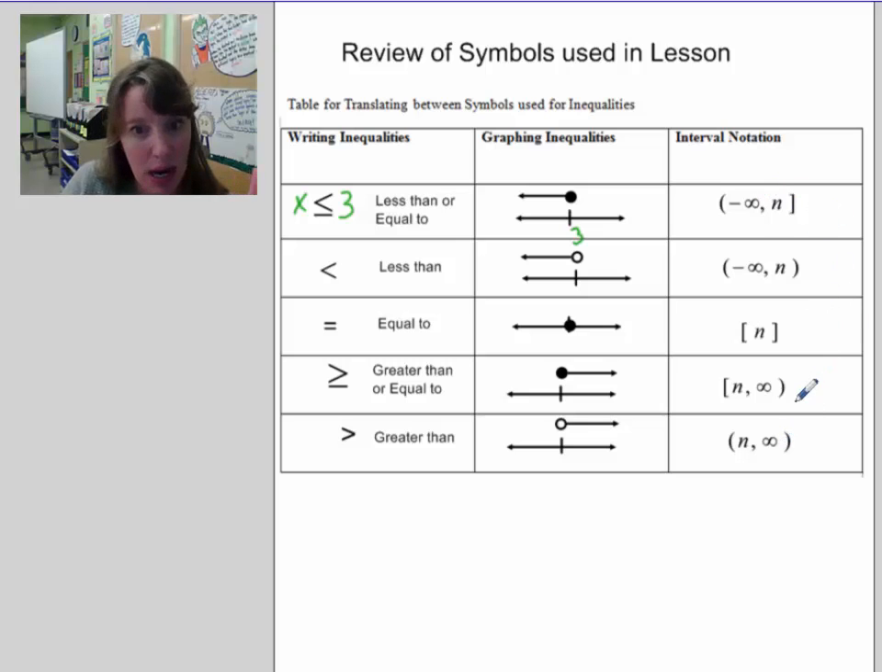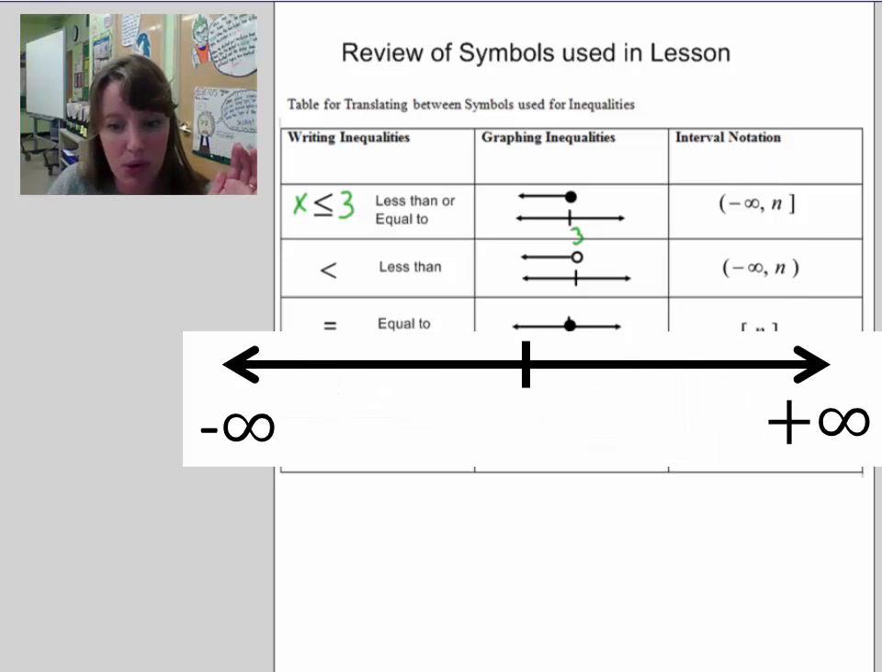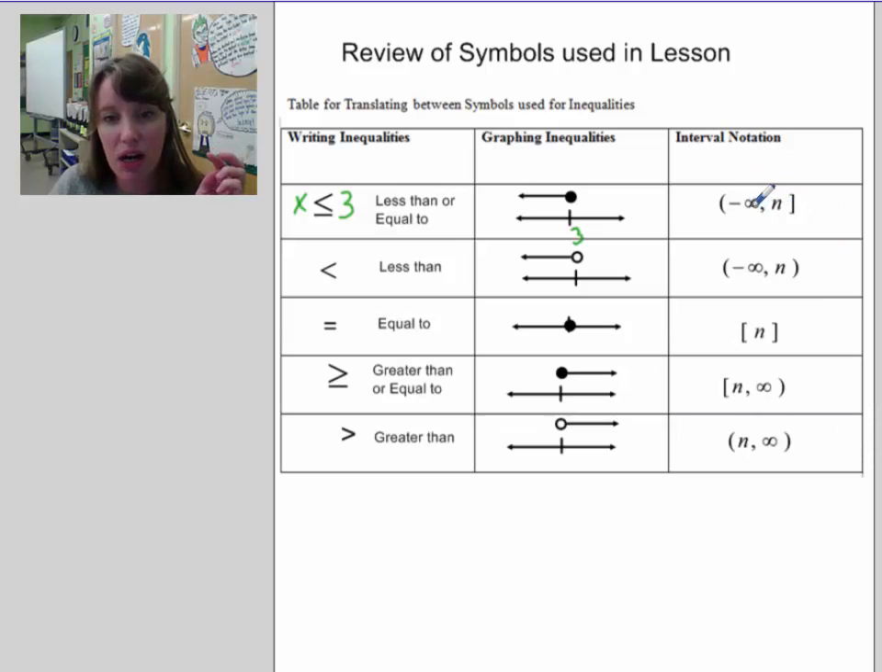It's literally the opposite of positive infinity. Negative infinity is the smallest possible number, so you're going to use a rounded bracket there. The smallest possible number is this really, really negative number. Whereas this n here would have been 3. So you're going to include the upper bound here, and that's going to be a square bracket. Square brackets always go with closed circles here.